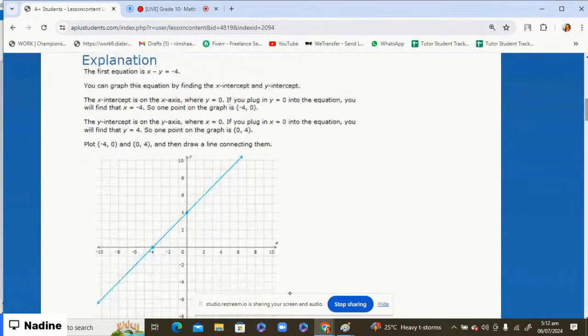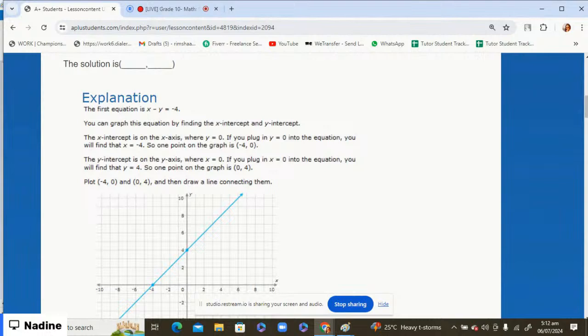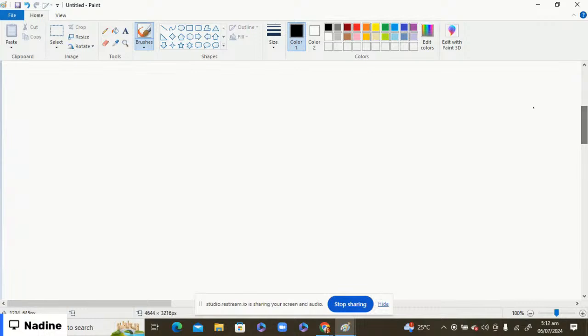First of all, we are just checking the equation. We are finding the x-intercept and y-intercept. For the x-intercept, your y is 0, and for the y-intercept, your x is 0. So let's find it out. If you plug y equals 0 into the equation, we find x. Let me tell you how to find the x-intercept and y-intercept first.